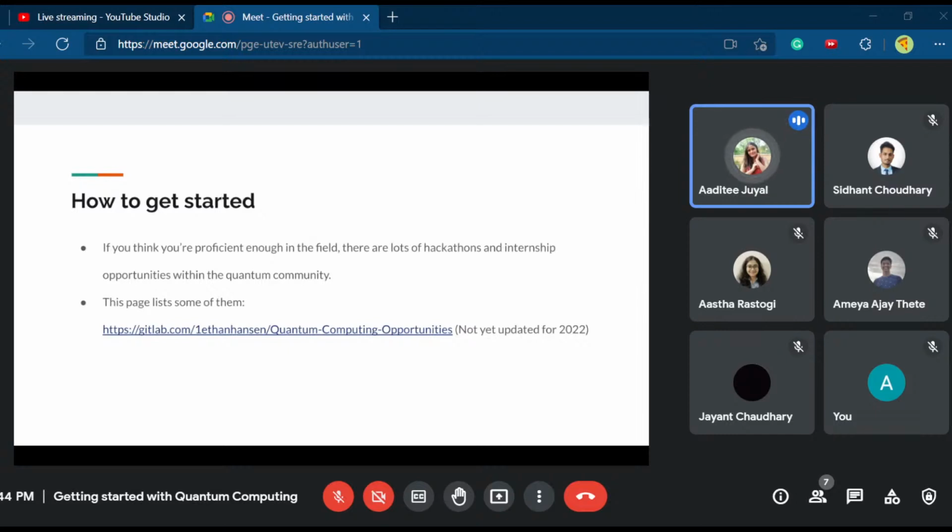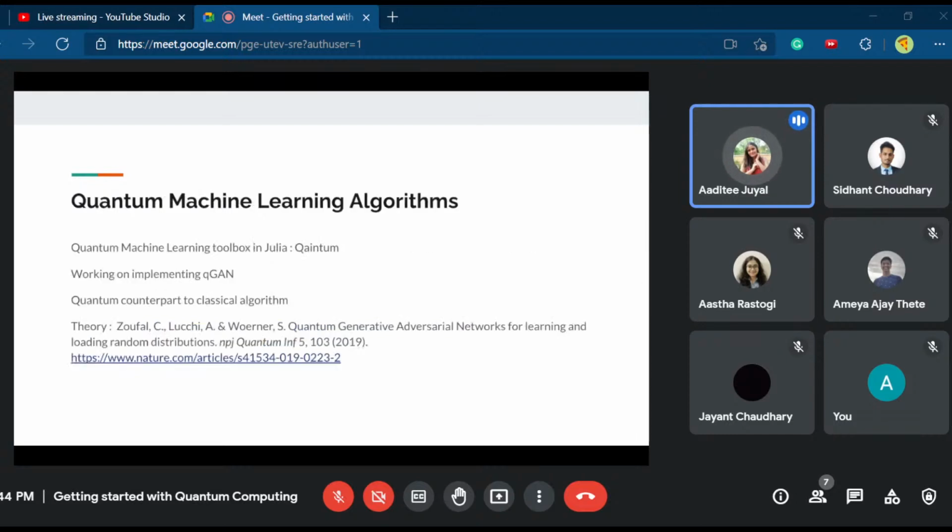Talking specifically about my work, I'm currently working as a remote research intern under Dr. Christian Mendel at TU Munich. Dr. Mendel is developing a quantum computing toolbox in Julia. It is called Quantum. As a part of this toolbox, I'm working towards implementing a quantum GAN network, a quantum generative adversarial network.